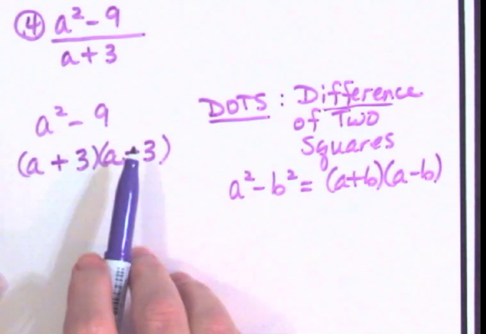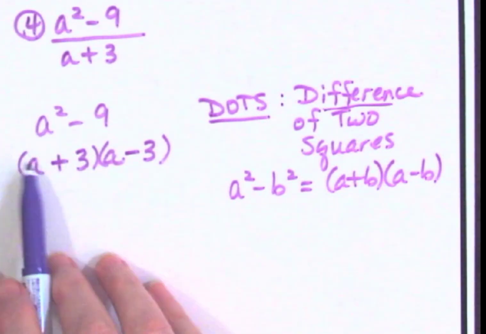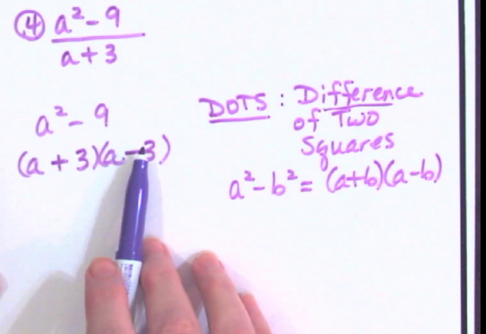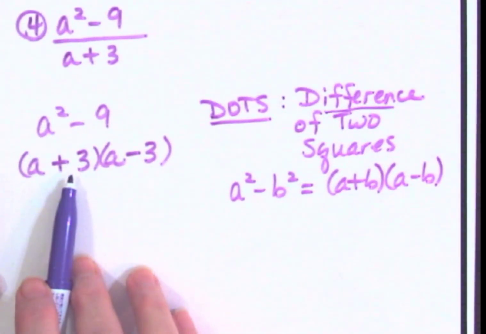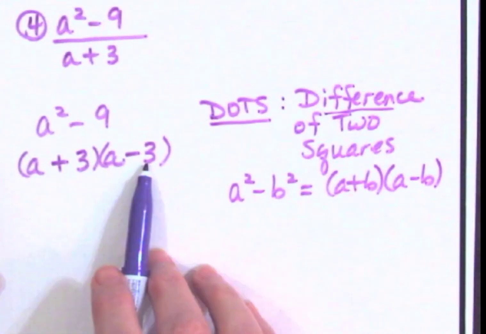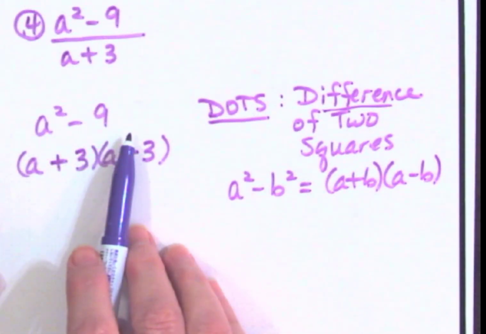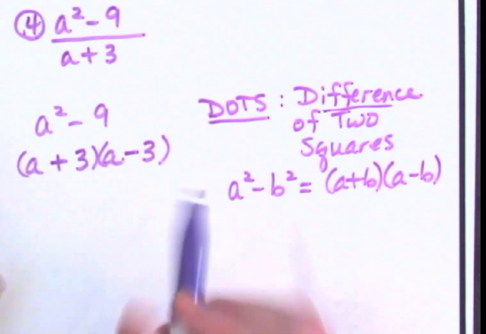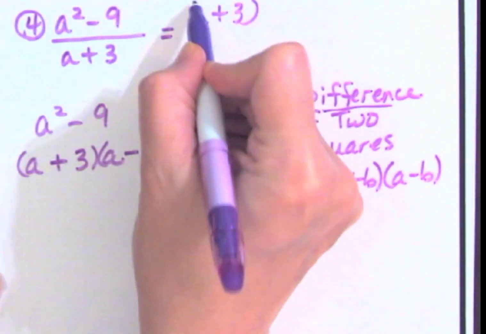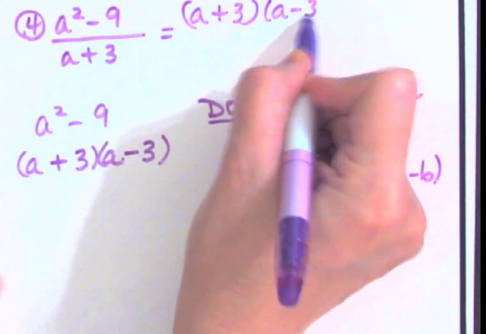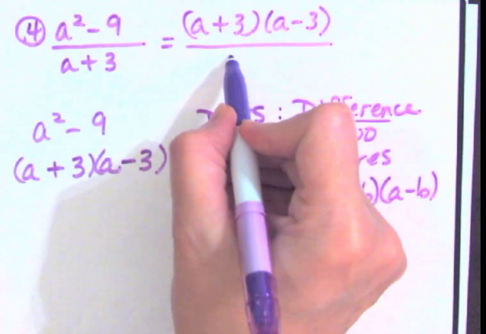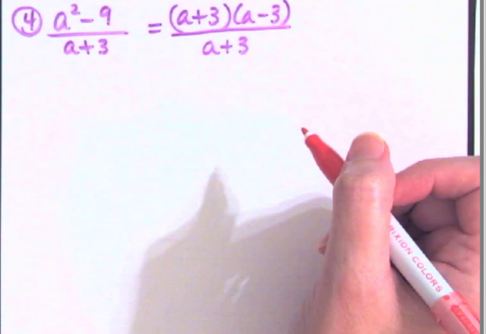Now if we FOIL this back out or distribute, a times a is a squared. A times negative 3 is negative 3a plus 3a. That's 0. That's why there's no middle term. And then 3 times negative 3 is negative 9. So this is the correct factorization for the numerator. So a plus 3, a minus 3. Okay, and then the bottom, the denominator did not factor.